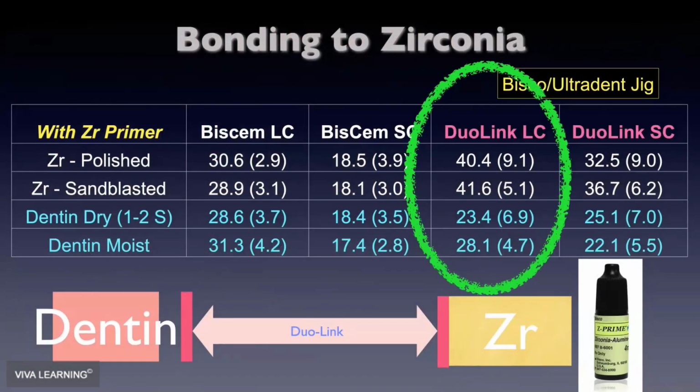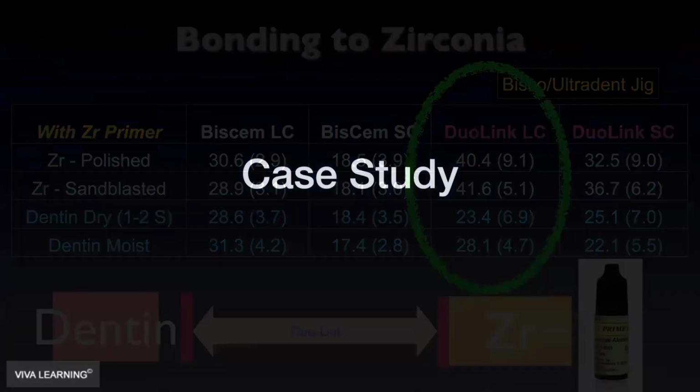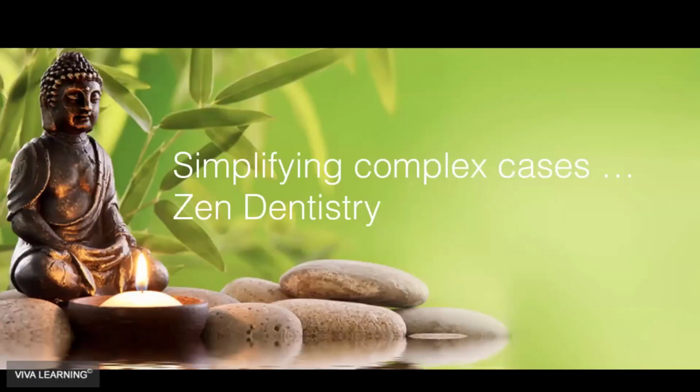Look at this. When you have zirconia, you use Z prime here. Whether it's polished or sandblasted, look at the megapascal strength you get when you have Dual Link. Amazing. To me, it's just simply amazing. All right. Well, let's go on to the next case study.